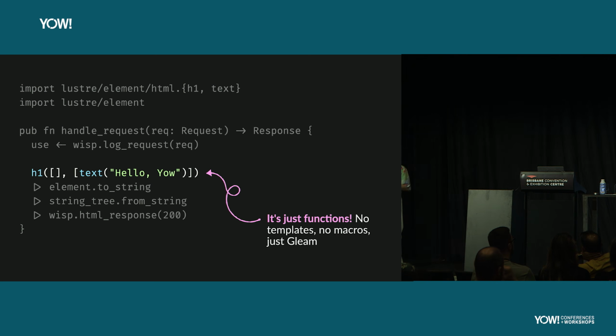We do not need to do this with macros. We do not need to do this by embedding an entirely different language inside Gleam with its own rules and its own inner workings. And while, if we are used to working in a different way, maybe with something like JSX, this might come as a surprise at first, my recommendation is just give it a try.